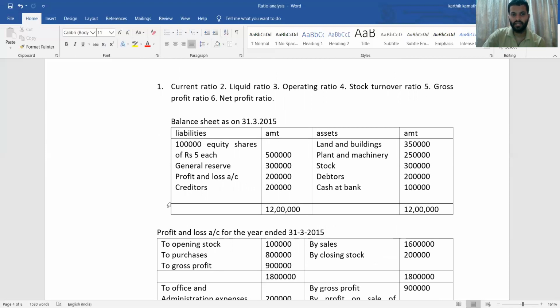First, we will see the balance sheet. Items given in the balance sheet liability side: 1 lakh equity shares of 5 each, 5 lakh. General reserve is given 3 lakh. Profit and loss account 2 lakh. Creditors 2 lakh. Asset side, land and building is mentioned. Plant and machinery is given. Stock, debtor, and cash and bank information is mentioned.